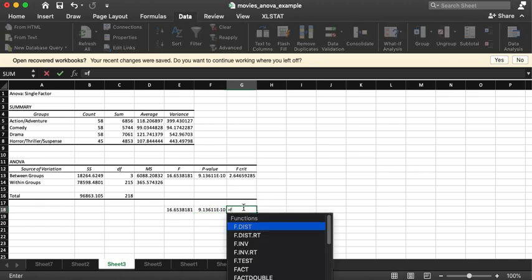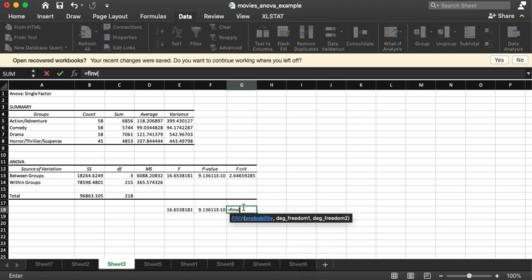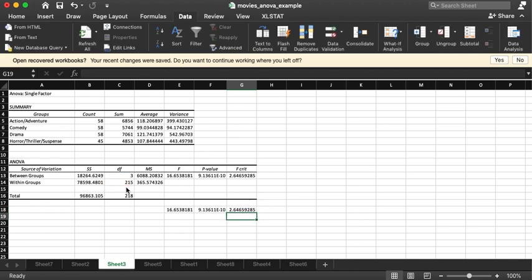And then if we do F INV for interval, probability is 0.05, degrees of freedom 1, degrees of freedom 2. Okay, so these numbers aren't magic, they're just calculated, and then we just calculated them together. Even these numbers are not magic, right?